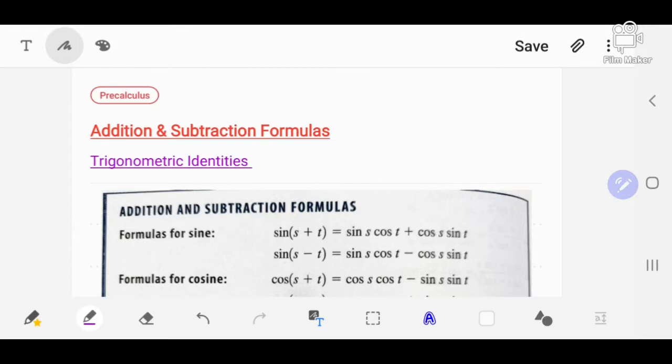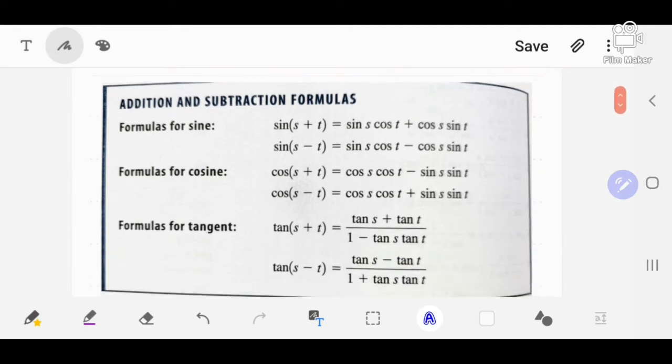Okay, today we are going to talk about trigonometric identities for addition and subtraction. Addition and subtraction formulas. What do I mean by that? For example, for the sine and cosine and tan. We're going to talk about sine, cosine and tan. If we have sine of s plus t, a plus b, addition between any two angles, how would I find that?